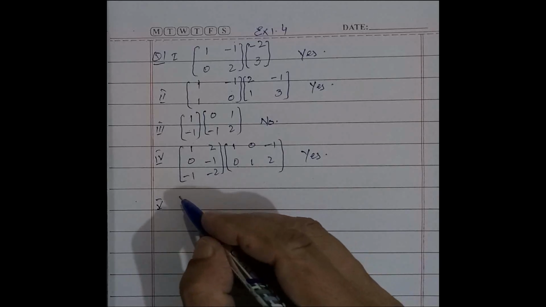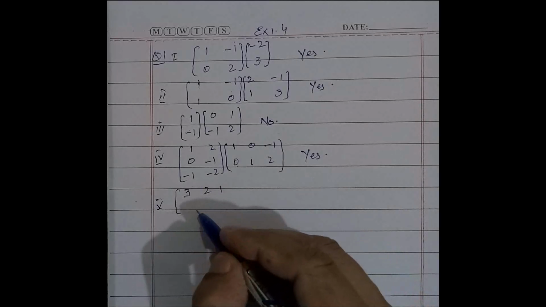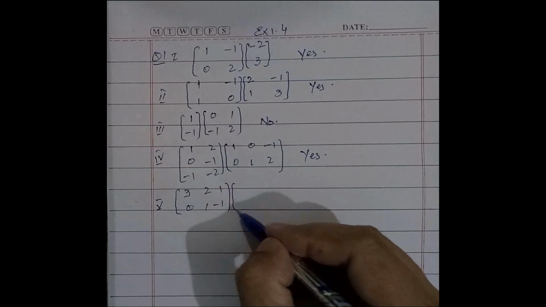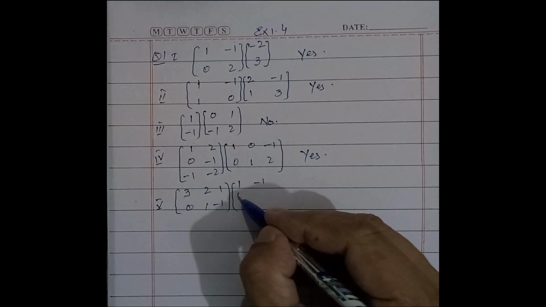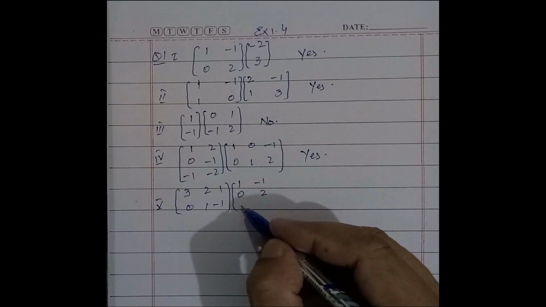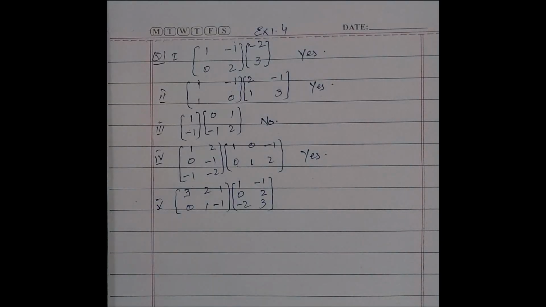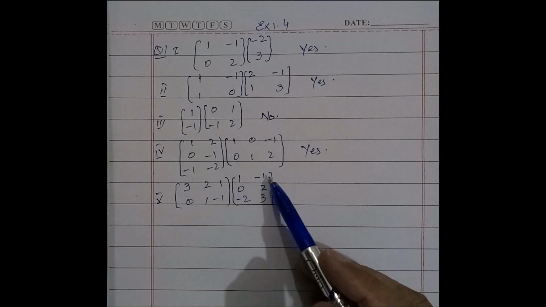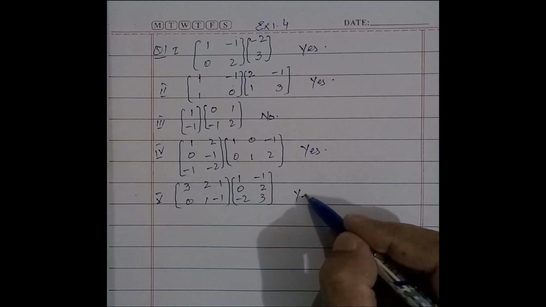And the fifth is 3 2 1 0 1 minus 1. It is the first matrix, and the second is 1 minus 1 0 2 minus 2 3. The rule is the same. The first matrix has 3 columns and the second has 3 rows as well. They are the same, so they are conformable for the multiplication.